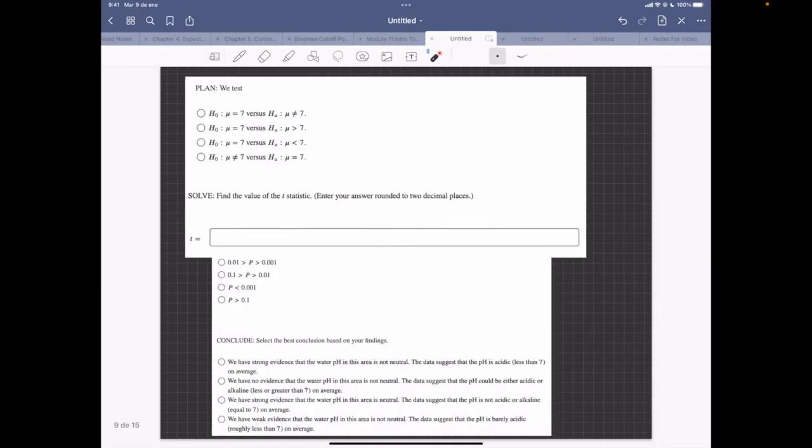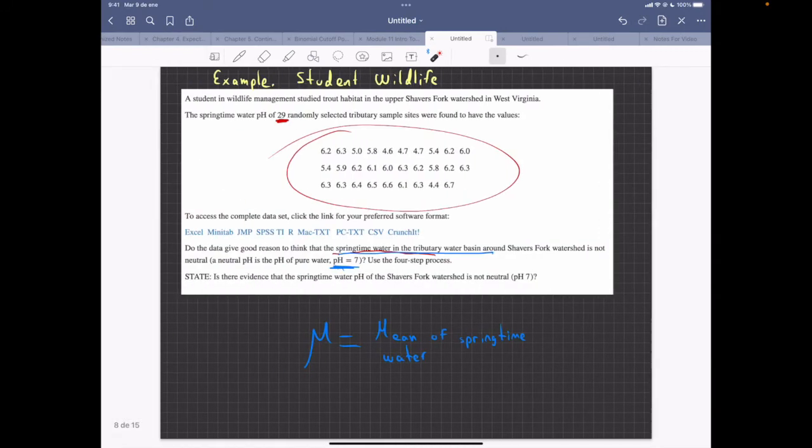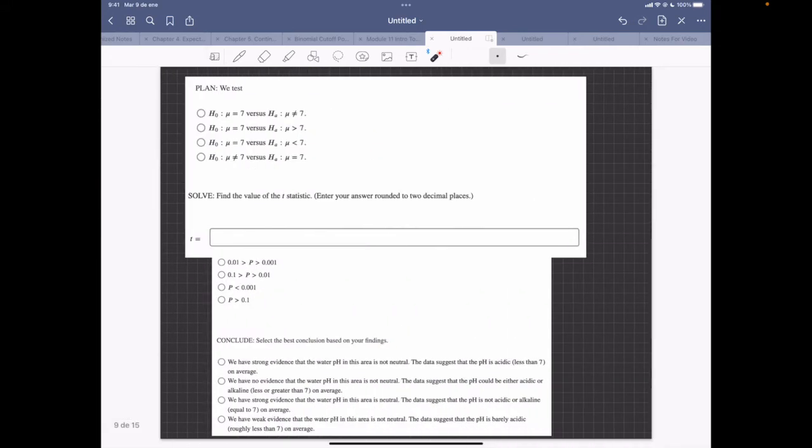So what is the alternative? We don't have the value from the sample by now to know how to decide the alternative, so in this case we're going to use only different. We're going to use this one: mu equal to 7 versus the alternative mu different from 7.